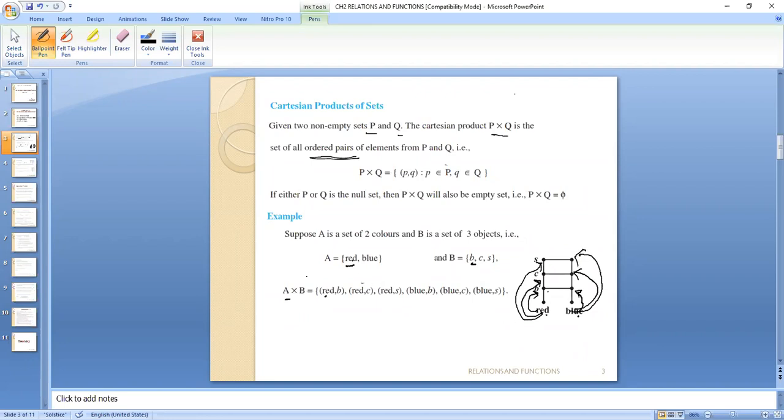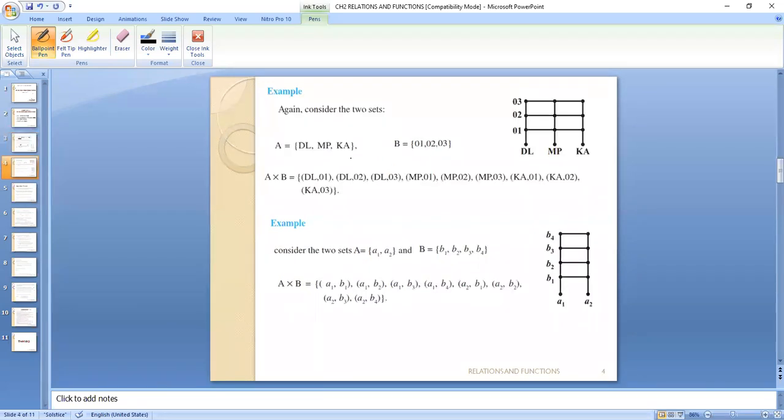This is very important. When we are taking the product, we cannot write B comma red, because the first element should be from the first set, and the second element should be from the second set. So A cross B means first write the first element, then write the second element. First I am writing red, then B. Red, then C. Red, then S. Blue, B, then blue, C, then blue and S. This is the product of two sets.